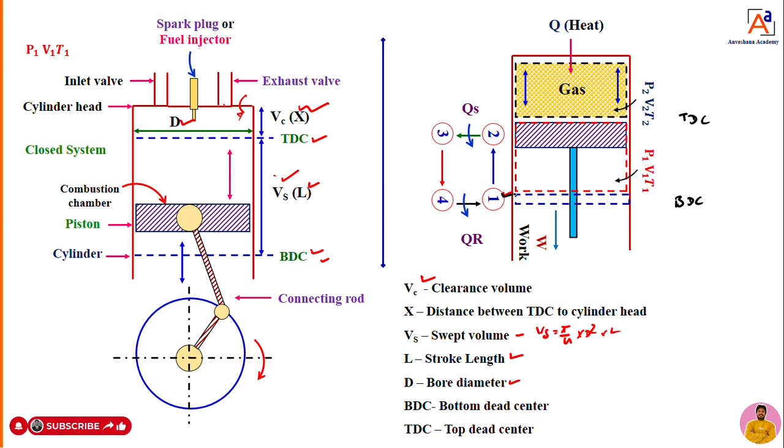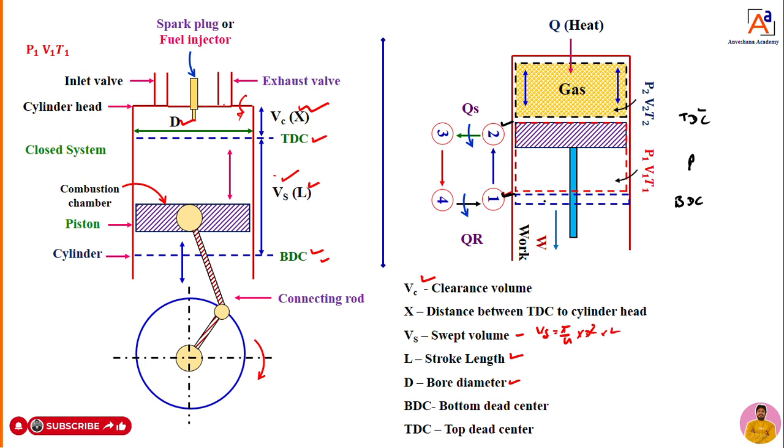Assume that initially the piston is at BDC, bottom dead center. That is nothing but a starting point. Air is already sucked into the cylinder. Now we are going to compress that air. We are moving the piston from BDC to TDC, from 1 to 2. This point we can mark as 2.